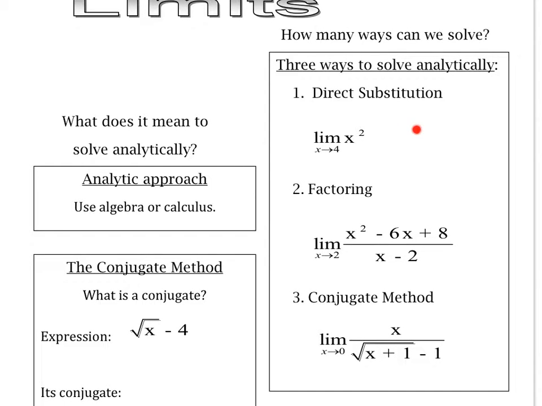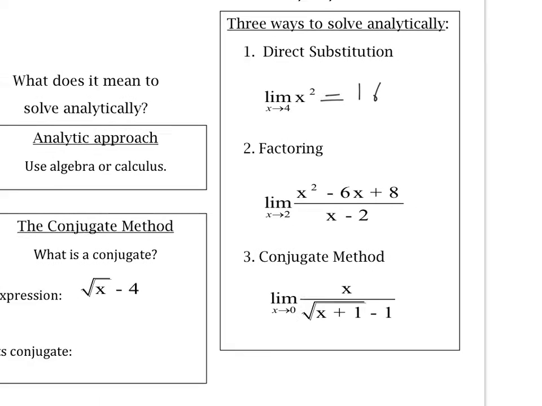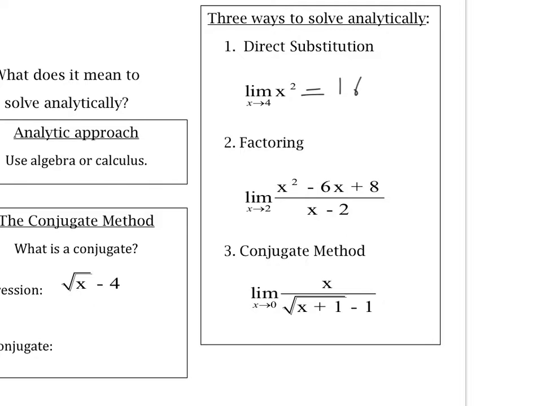You could just substitute in. I would always recommend just trying this first, see if it works. So for example here, if I want to evaluate what the limit is as x approaches 4, I could just substitute it right in and see what happens. Well, 4 squared equals 16. And so that would be the limit of this thing. Easy. The other way involves factoring, and the other way involves the conjugate method.